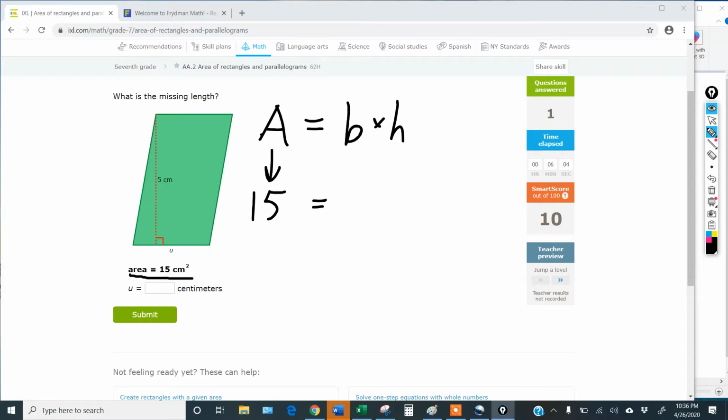And that is equal to the base, which we don't know. That's what we're trying to figure out, the base. So they called the base here U. I'm just going to keep calling it B. Or if you want, I could call the base U. It doesn't really matter. Times the height, which is 5.